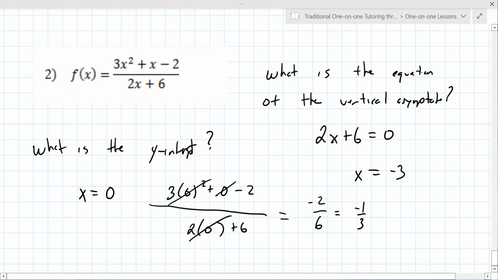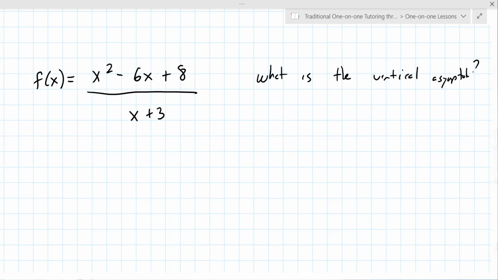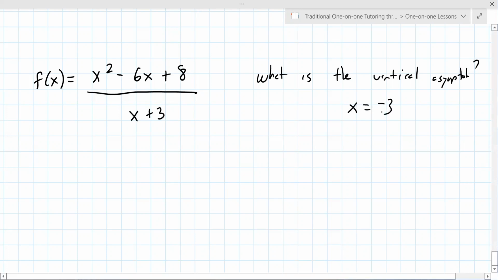Okay, so let's look at another one here. Let's say it's x squared minus 6x plus 8 over x plus 3. I'll ask you some of the same questions. What is the equation of the vertical asymptote? X equals -3. Very good.